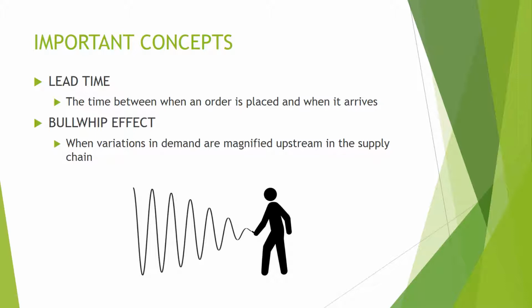The bullwhip effect is a little more complicated, but basically it's when variations in demand cause an effect upstream in the supply chain. For instance, with the romaine recall, there were limited supplies of romaine. Therefore, companies were ordering more of iceberg lettuce and other types of lettuce. This increase in demand in the different types of lettuce caused a problem further up in the supply chain because they weren't able to meet that demand.